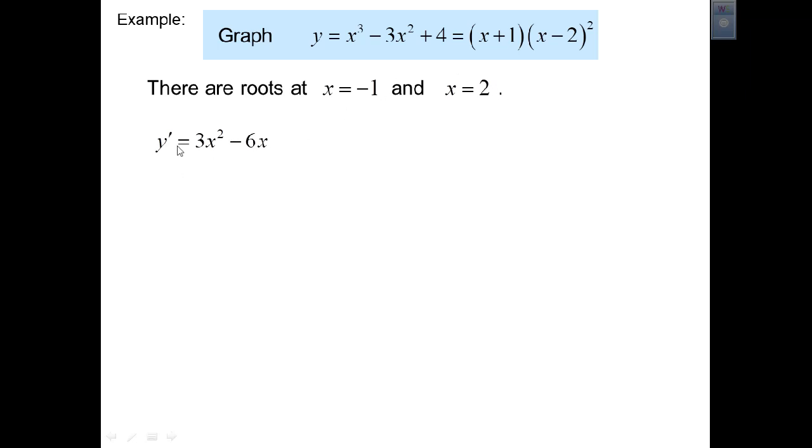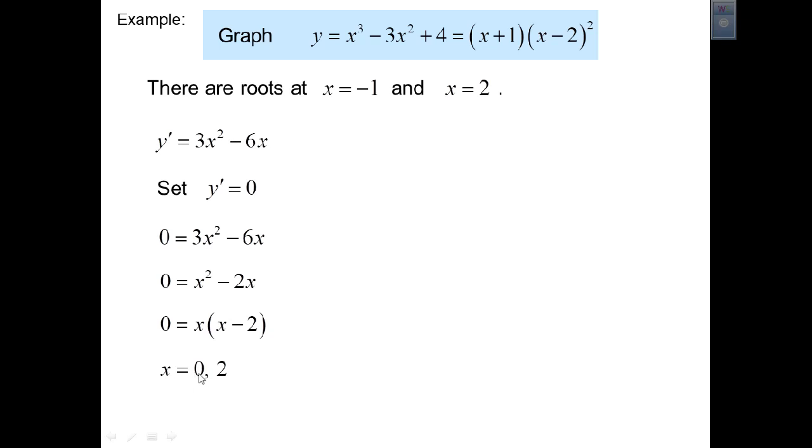If we find y prime, we get 3x squared minus 6x. We can factor this, set it equal to 0. And we're going to get, well, take out a common 3, factor, and we get 3 times x times x minus 2 equals 0, which means we can split that up: x equals 0, and x equals 2. These are places where the derivative equals 0.